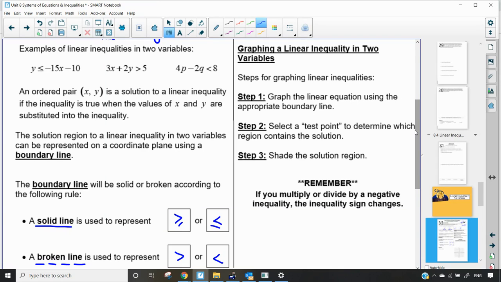Now, when it comes to graphing our inequalities, there are going to be times when we have to rearrange our equation so that it says y is less than or y is greater than. And sometimes that will involve dividing by negatives. So remember, whenever we have to multiply or divide by a negative, the inequality will change direction, so it will flip.